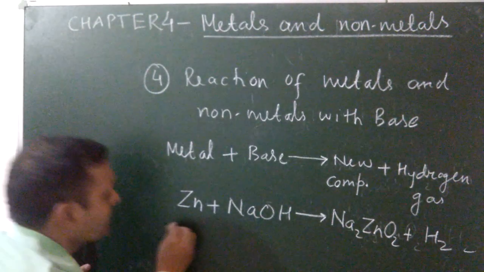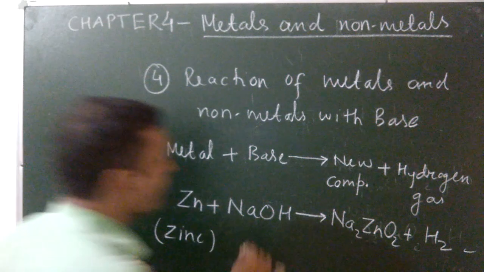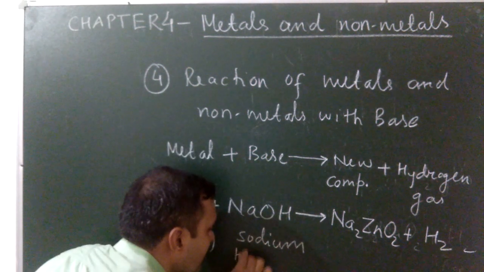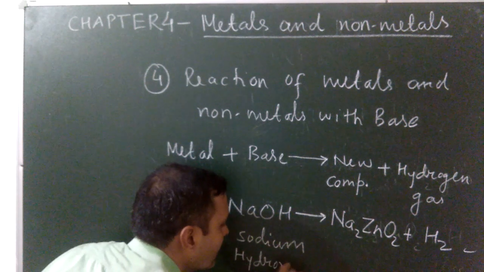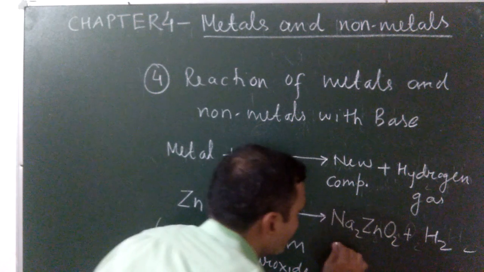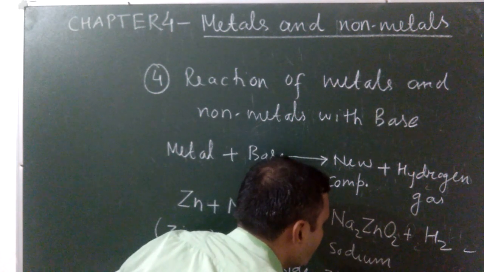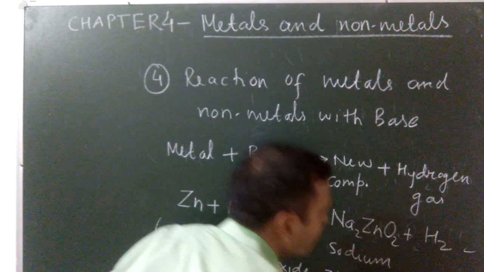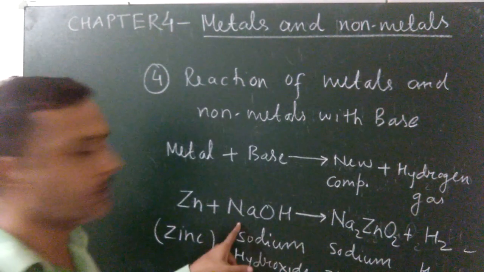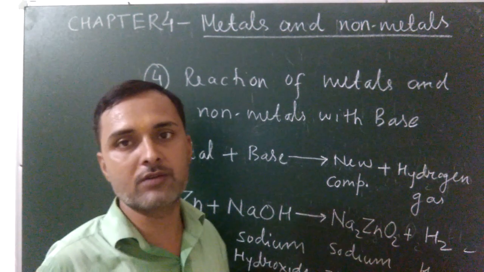Okay. So what is this? This is the zinc, it is already explained. This is the symbol of zinc, Zn, and this is sodium hydroxide. It is a base. Next, this is the new compound, that is sodium zincate. And this is the hydrogen gas. So what happens? The zinc reacts with a base like sodium hydroxide, it will give sodium zincate and release hydrogen gas.